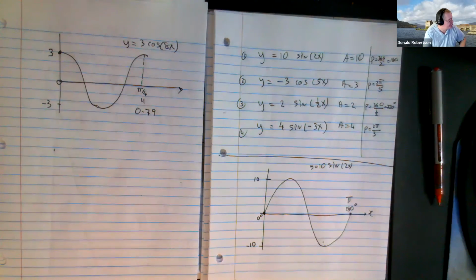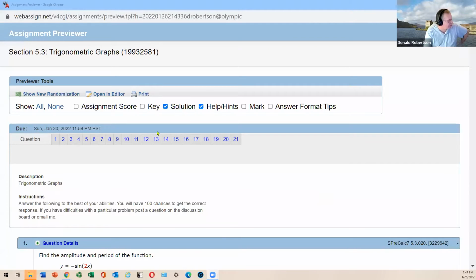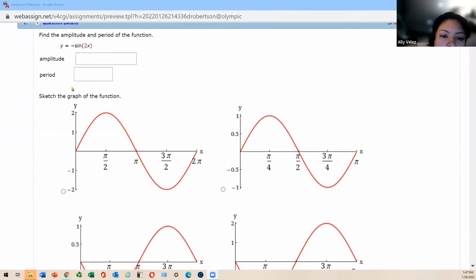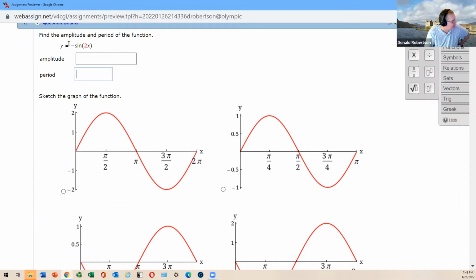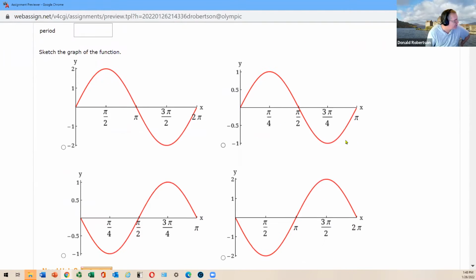Okay. Let me show you then some of those questions in the homework, just so you can get a feel for what they look like. And there we go. Right. Are you looking at 5.3 trig graphs? Is that what you can see? Okay. Right, here's a guy. Find the amplitude and period, and you see it's got a little negative there. What do you think that negative is going to do to the shape? Because one of these 4 shapes is the right one.